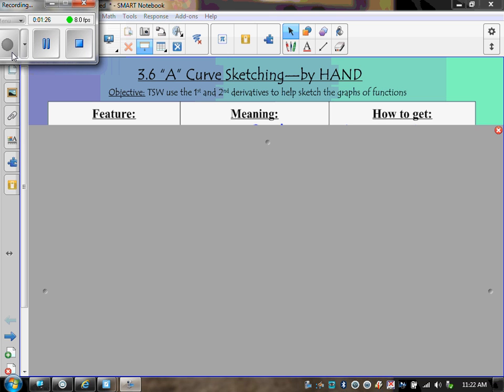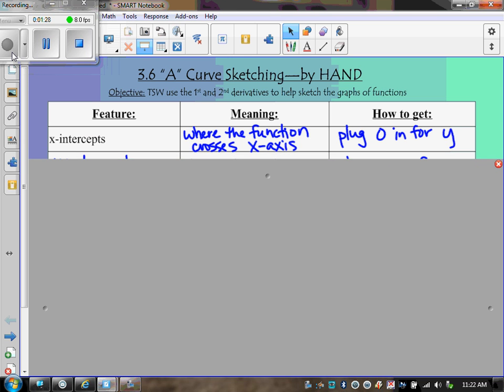The first feature we're going to talk about is an x-intercept. Okay, what does an x-intercept mean? Well, an x-intercept means where the function crosses the x-axis, right? If I have an x-intercept, it means it touches the x-axis. Maybe it doesn't cross all the way through, but it does touch the x-axis somewhere. To find the x-intercepts, we would plug in 0 for y into our original function, and we would solve for x. We'd get a bunch of x equals, and that would mean where it touches on the x-axis.